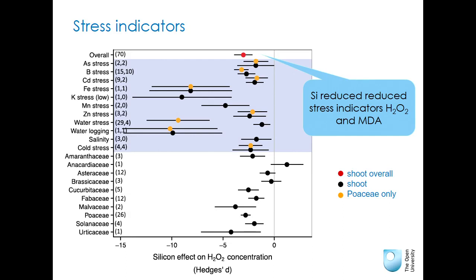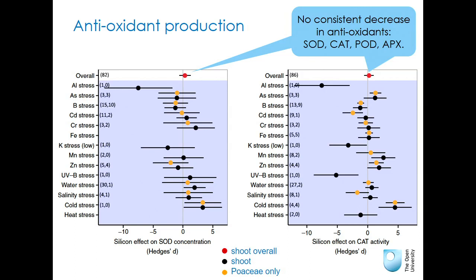So one of the mechanisms, if you remember, is that silicon is suggested to increase the production of antioxidants, which could explain results like this. But we don't see the same response. When we look at the overall effect size across experiments here for 82 and here for 86, we don't see an increase or a decrease in antioxidant production, we just see no significant overall effect. And I think that's because depending on the stress type, silicon acts through different mechanisms. So we wouldn't expect to see the same pattern in antioxidants.